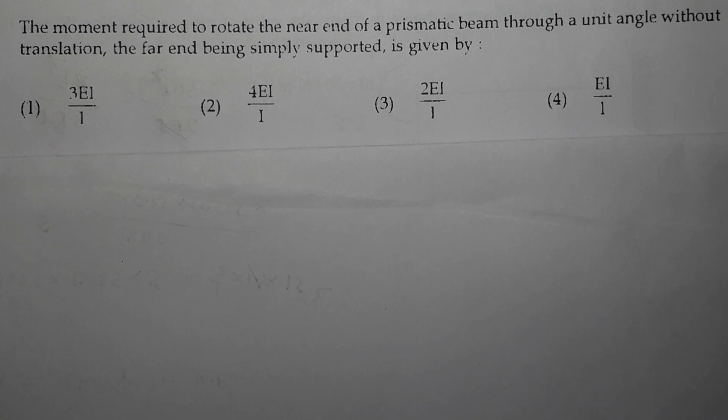Question number 6. The moment required to rotate the near end of a prismatic beam through a unit angle without translation, the far end being simply supported, is given by. Now if the far end is fixed, the moment required to rotate the near end of a prismatic beam is 4EI upon L, whereas if the far end is hinged or simply supported, then the moment required to rotate the near end is equal to 3EI upon L, and that is why the correct option is option 1.